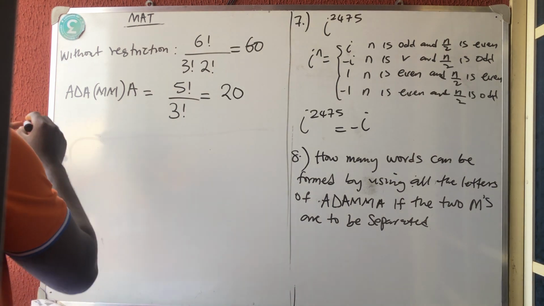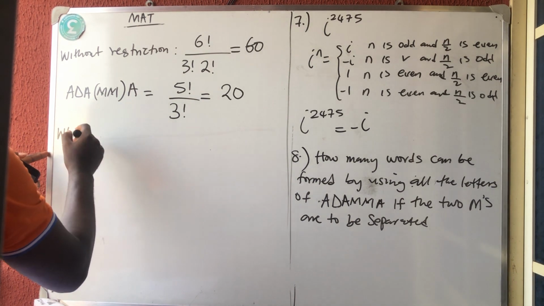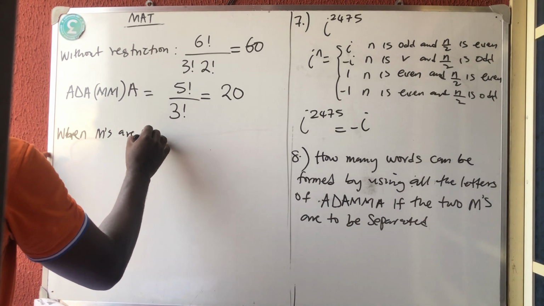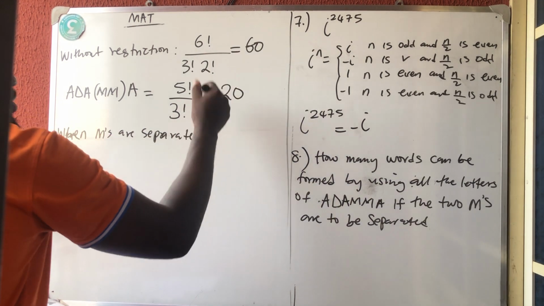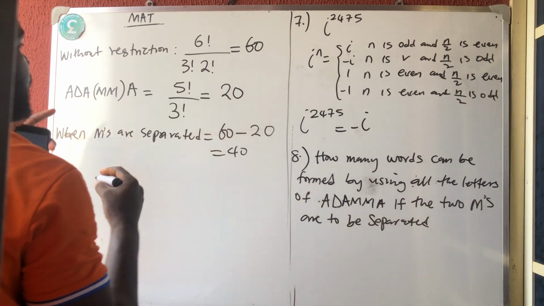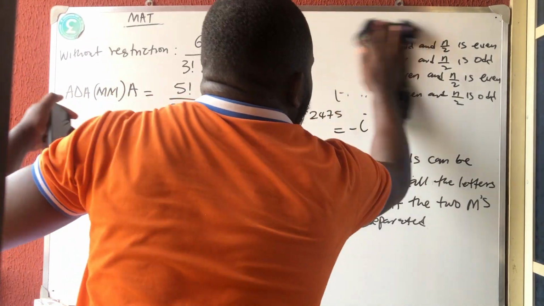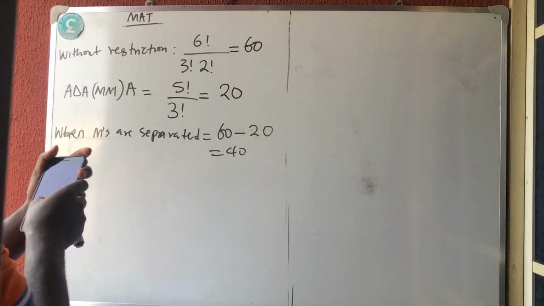So when the m's are separated, it should be without restriction, which is 60, minus when they are together, which is 20. So 40 words can be formed from all the letters of the word Adamma.